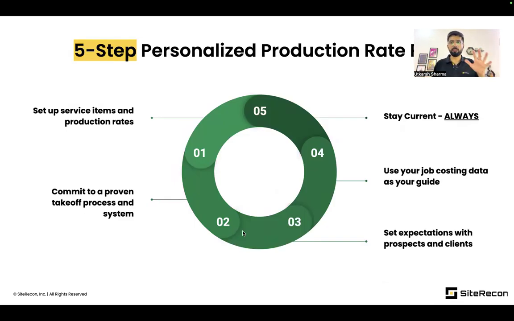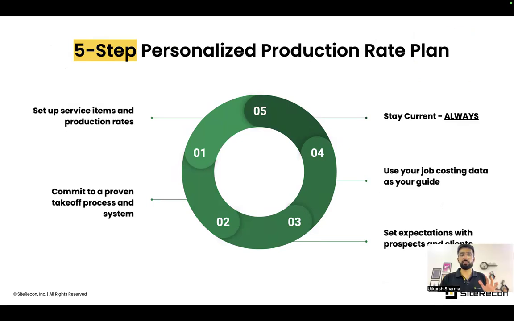How do you get there? A 5-step personalized production rate plan. Step 1, set up service items and production rates like we talked about. Step 2, commit to a proven takeoff system and process. It's got to be detailed, it's got to be consistent, it's got to be accurate. Third, you want to set expectations with prospects. You want to test your estimate in the field. You want to make sure the client requirements are accounted for. It's fundamental to winning the job and winning it at a margin you want.